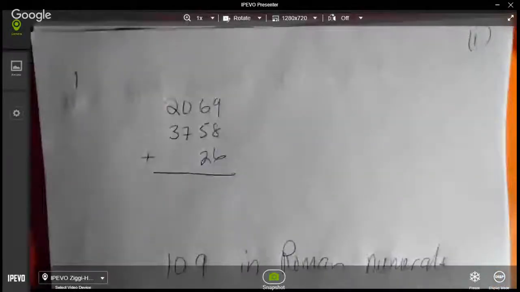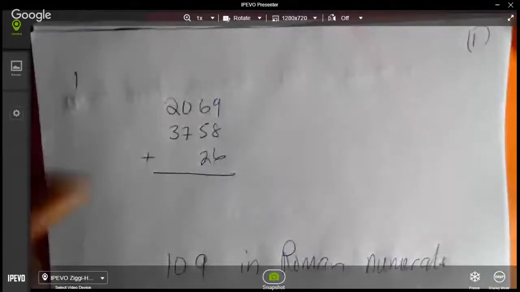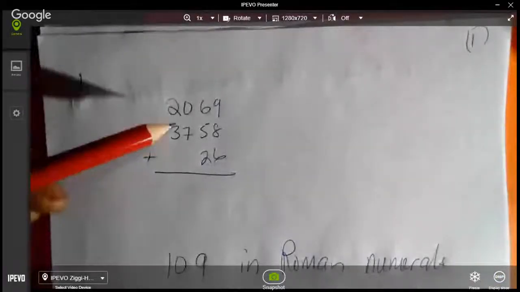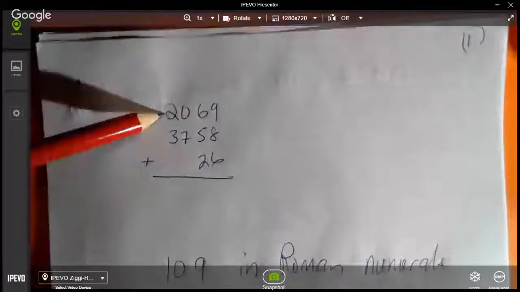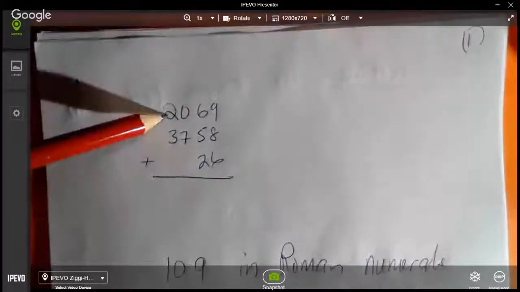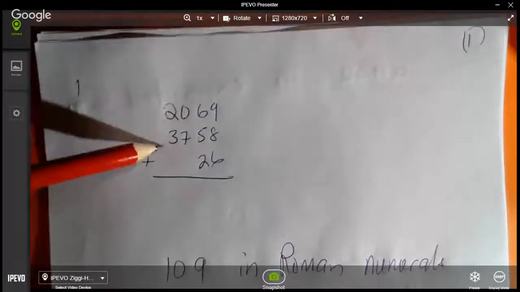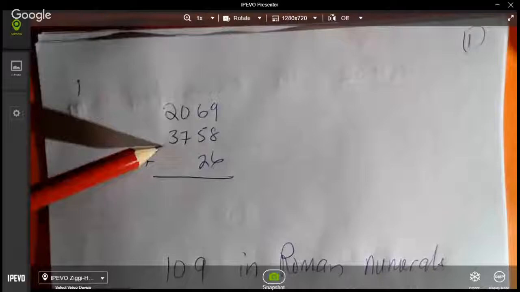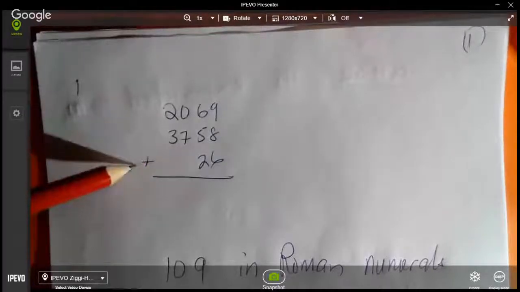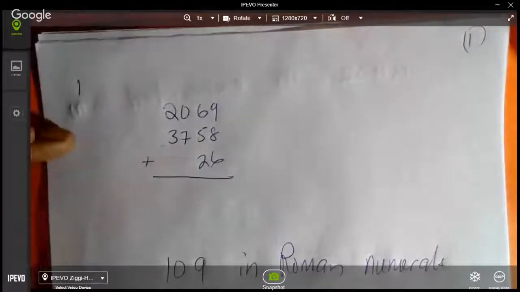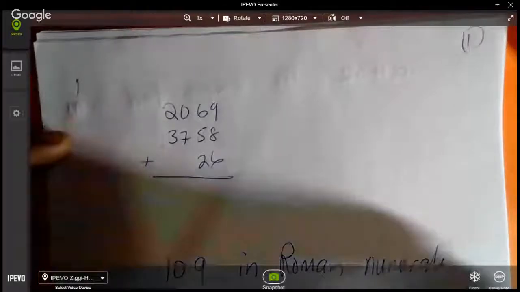First question. TC, read this question for me. 2069, 3758, and 626, sir. What are we supposed to be doing with them? Adding. What's the operation? Addition. Okay, so let's add.